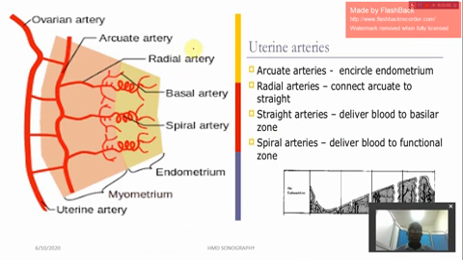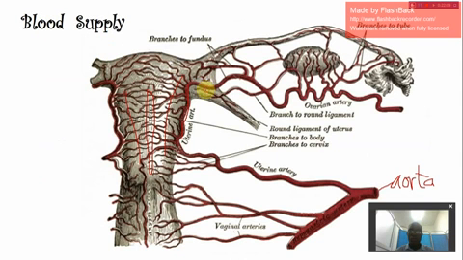So these are the names of those vessels, the arteries. The ovarian artery, this the uterine artery here, and this the arcuate artery. As you can see here also, the ovarian artery is here, and the vaginal artery, and the arcuate, the uterine artery.